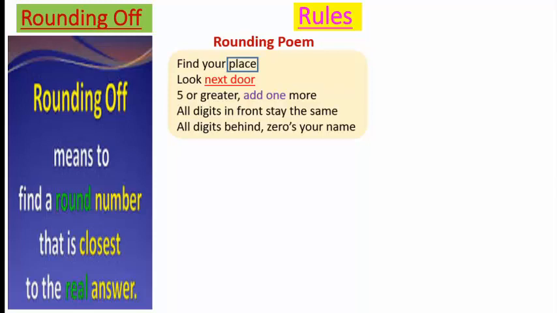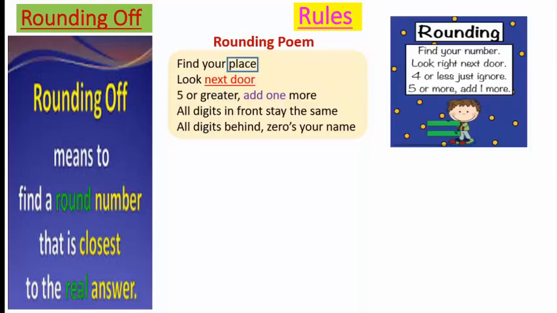So first of all, find the place for which you need to get the rounding off done by placing that digit inside a circle or inside a box. Then look at the next door digit and underline that next door digit. Clear? Then if the underlined digit is equal to 5 or greater than 5, we add one more to the circled or boxed digit. Clear? After that, all digits in front stay the same and all digits behind become 0.